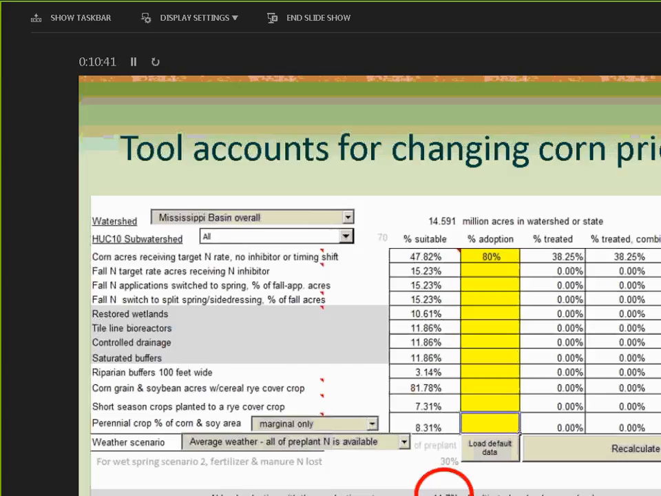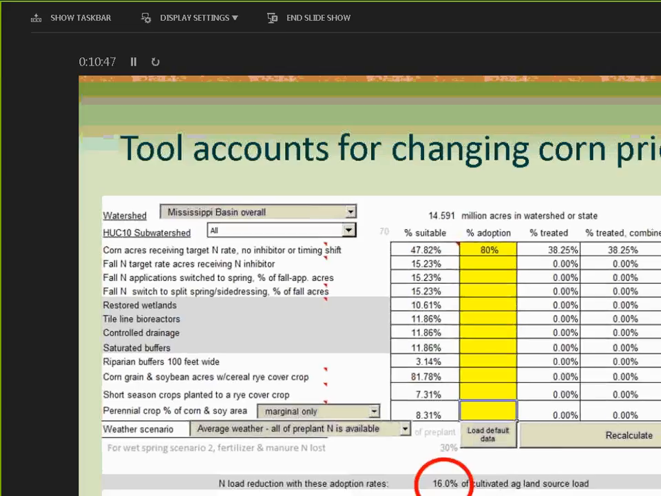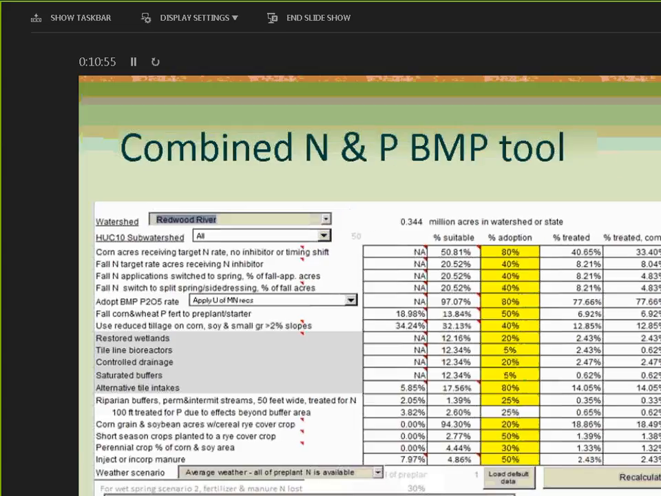Here with $5 corn and optimal rates, we're getting a 11.7% reduction. With $3 corn, it's a 16% reduction. The lower priced corn means they're putting on lower rates to get that optimal rate. So this is what it looks like in the combined form, nitrogen and phosphorus combined. That's where we have BMPs that fit with both. Some of these overlap where you get a nitrogen and a phosphorus benefit.